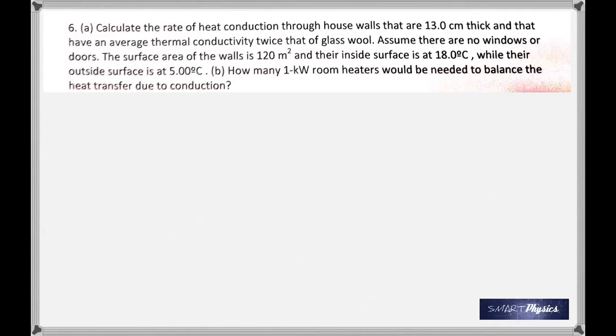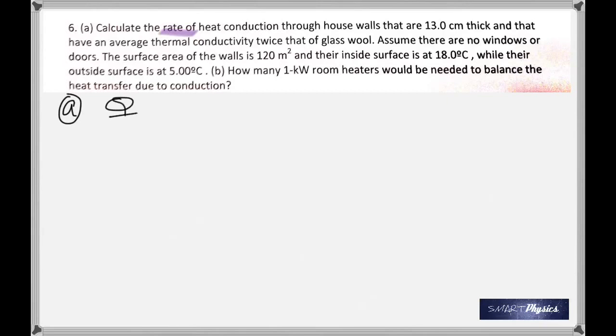In the 6th one, this has to do with conduction of heat. You have to find the rate of heat conduction. The word rate itself means heat lost in 1 second. Through the house walls that are 13 centimeters thick and the thermal conductivity is twice that of glass wool. Assume there are no windows or doors. The surface area of all the walls is 120 meters squared. Inside surface is at 18, outside is at 5.